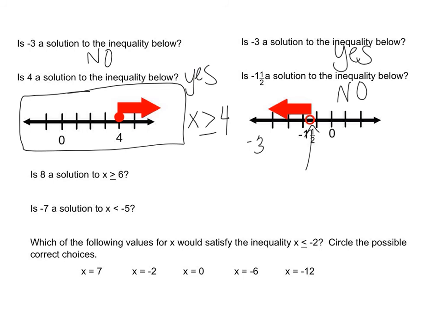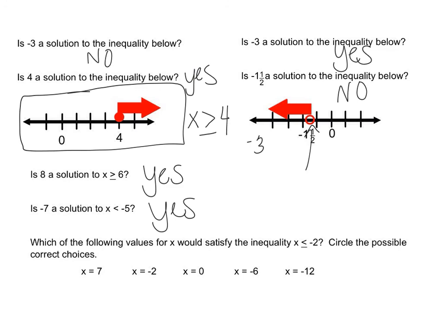Now let's look at a few questions that don't have a number line. Is 8 a solution to x is greater than or equal to 6? Is 8 greater than or equal to 6? Yes, so that is a possible solution. Is negative 7 a solution to x is less than negative 5? Is negative 7 smaller than negative 5? Yes, it is. So that is a possible solution.